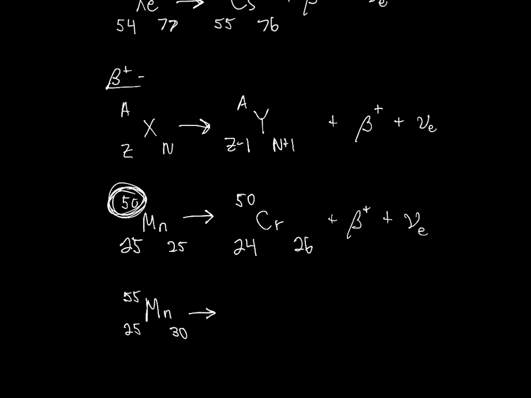But the only thing that changes is the number of neutrons. I still get 24. I still get 55. I still get chromium. How many neutrons do I have now? 31, plus beta plus, plus electron neutrino. That's beta decay. Alpha and both versions of beta decay.